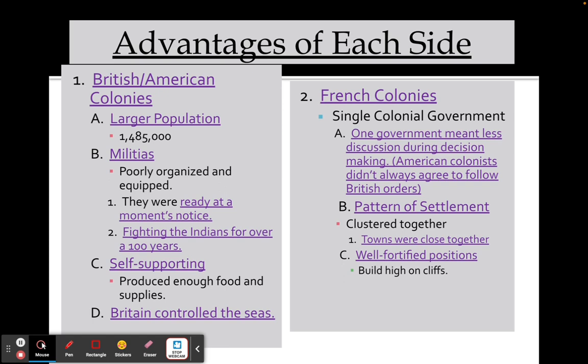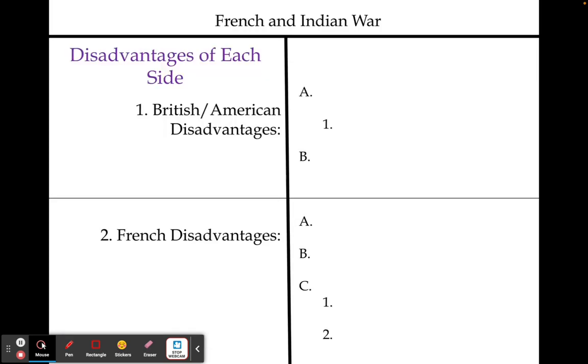They also were settled very closely around each other. The pattern of settlement was a lot closer. Towns were closer together. They also had forts that were well built, built high on cliffs that kind of gave them an advantage as well.